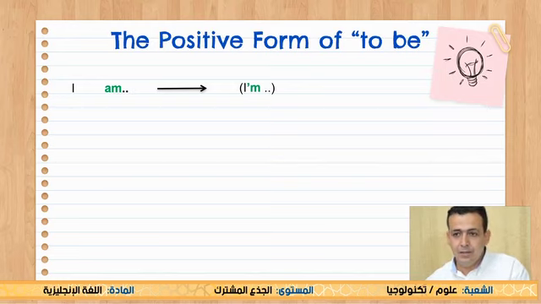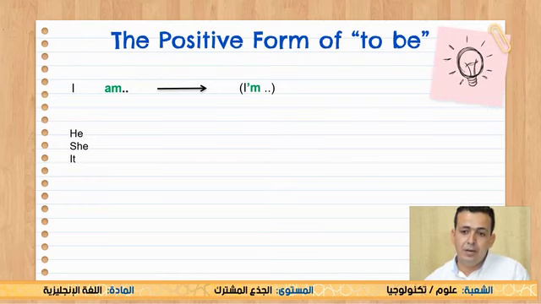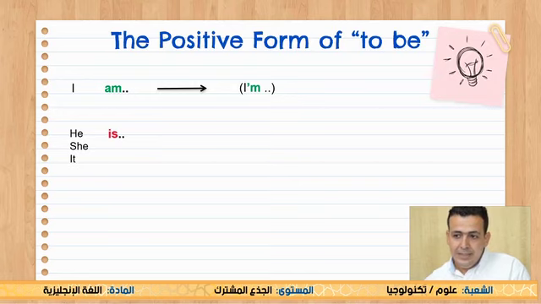Let's see the second one, which is he. He here refers to a person, of course, and it refers to a man or a boy. And to be becomes here, he is. And we make it short, we shorten it, and it becomes he's. It's the same again, okay? So this is for he.